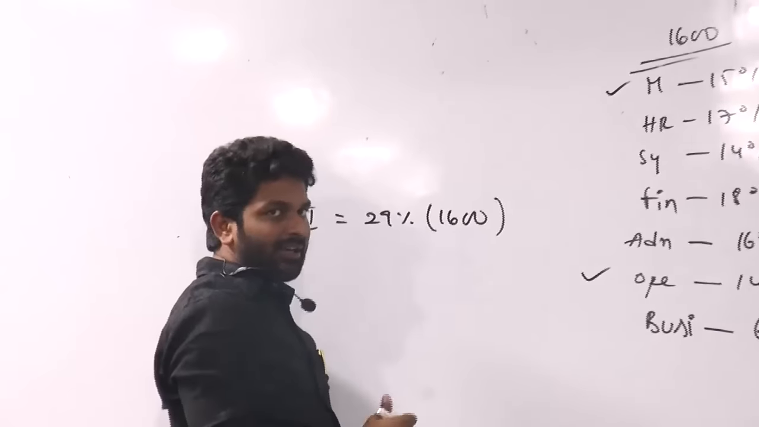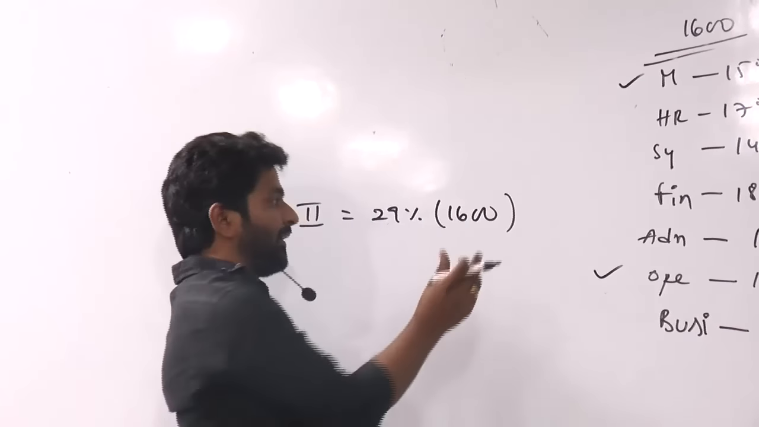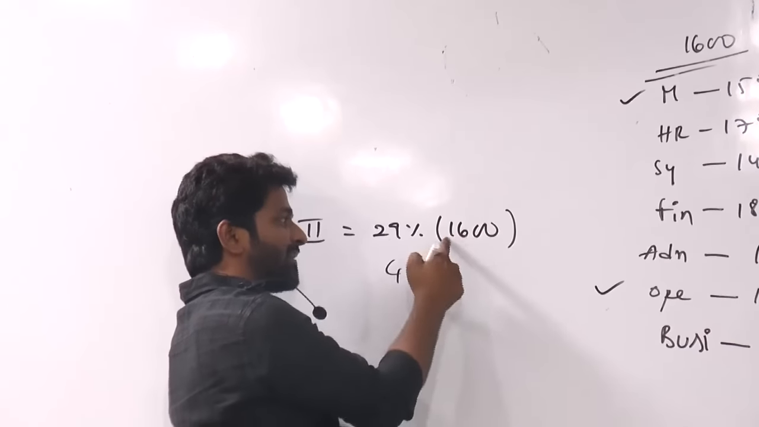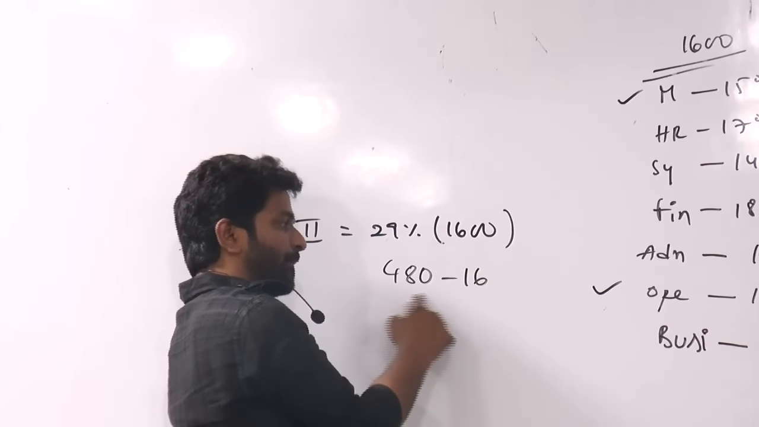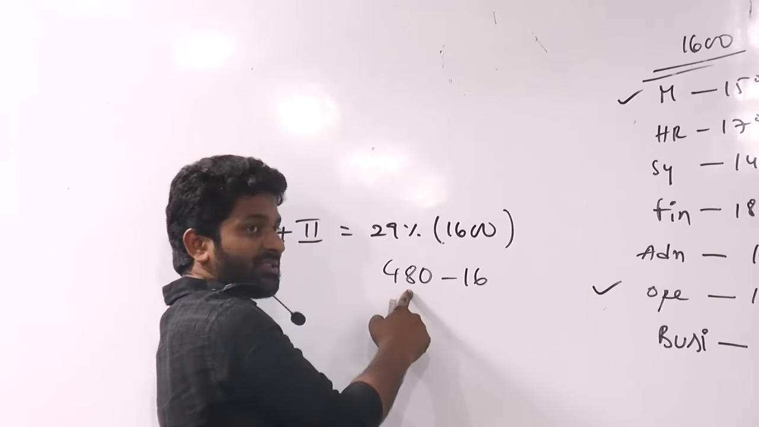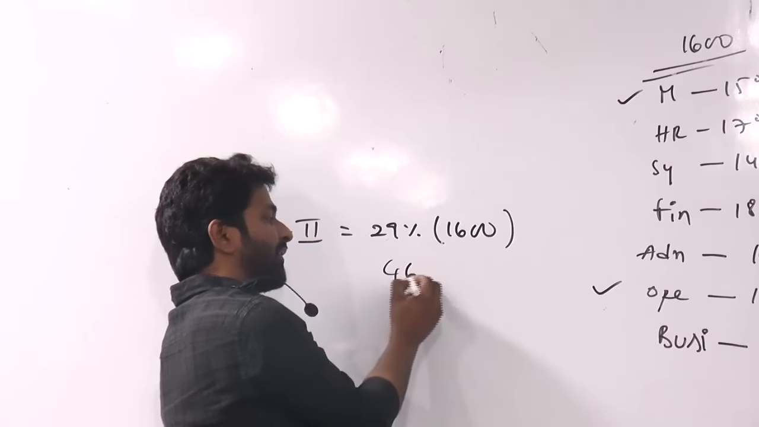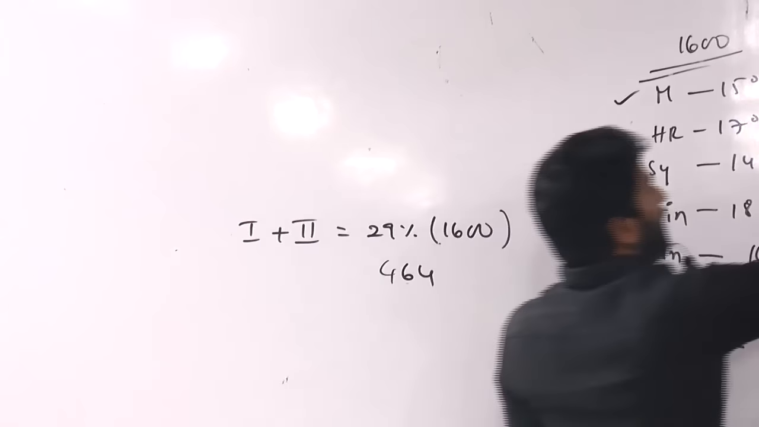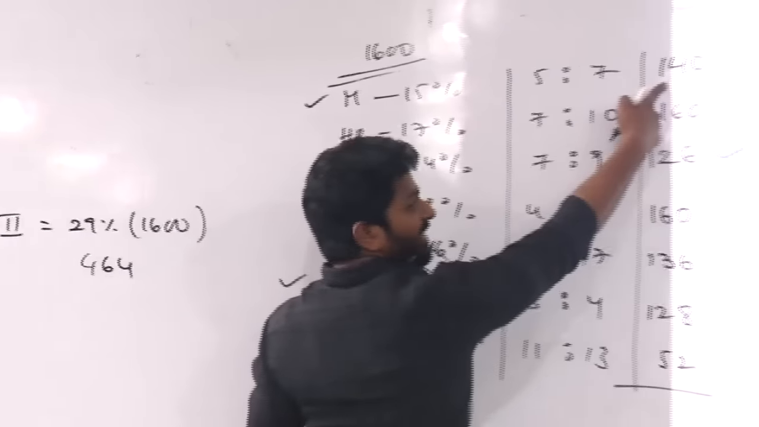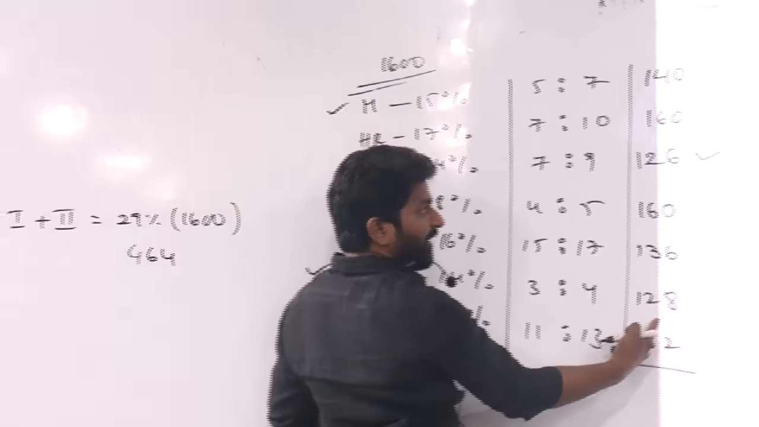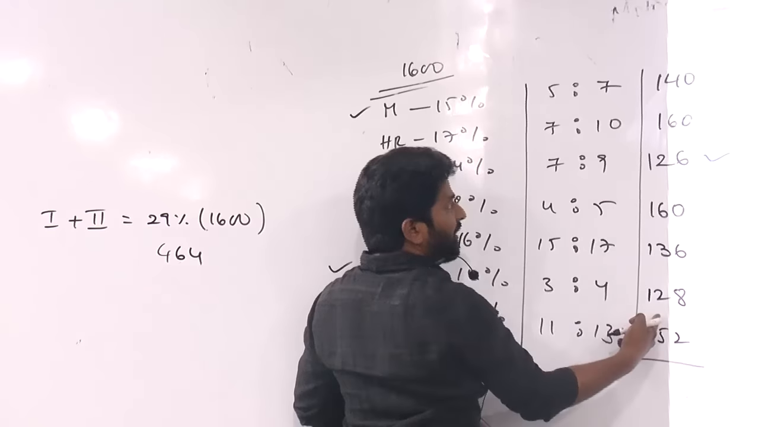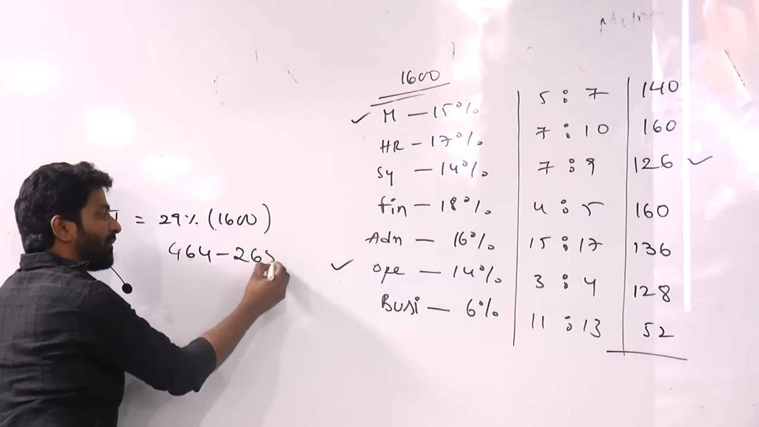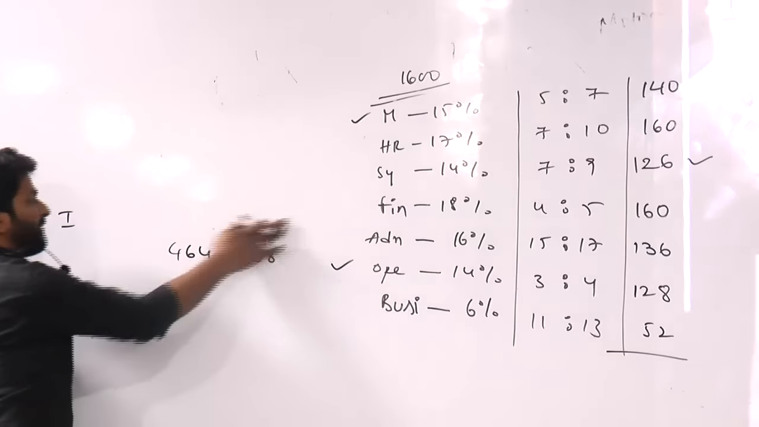29% in this, get 30%, subtract 1%. 10% is 160, 30% is 480, minus 1% is 16. So total 464. So 464 candidates are from first and then second division. Out of that, 140 are here who passed in second division and 128 are here. 140, 128, 268. So if you subtract 268 from this, that gives information about first division.